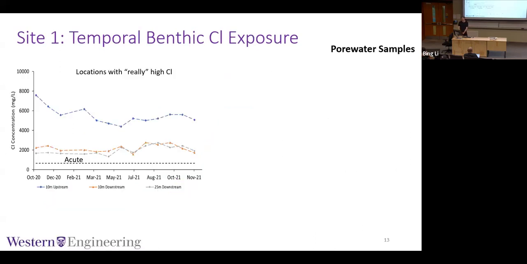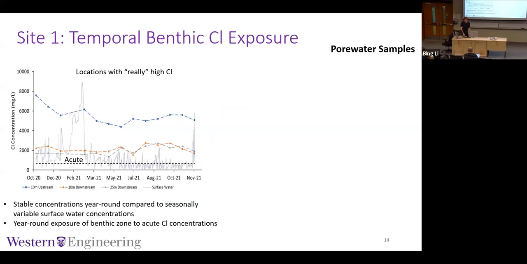Now looking at some temporal trends. Here, these are the chloride concentrations in the high zones where the chloride was higher than the acute toxicity guideline. And these concentrations are persistent year round, so they don't increase or decrease based on the salting season or winter or summer, as you'd expect with surface water.